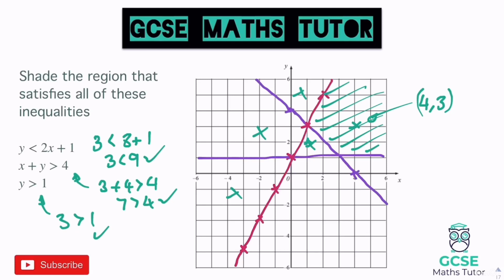So once you've drawn your lines, just pick a coordinate, test it out into your inequalities, and as long as they all work and they're all correct, then you can shade that region. But do be careful you don't just shade the region of the shape there, like the triangle in the middle, because it's very often not just the shape that's formed.